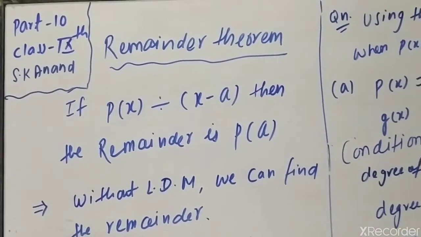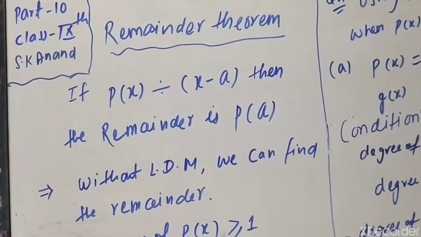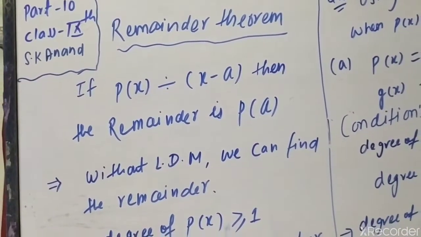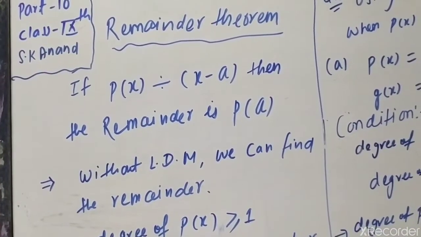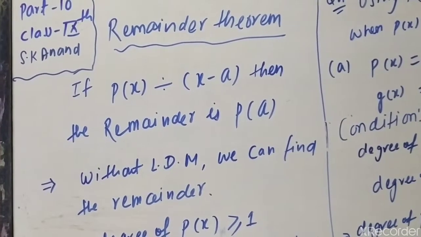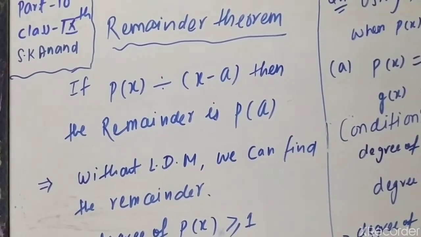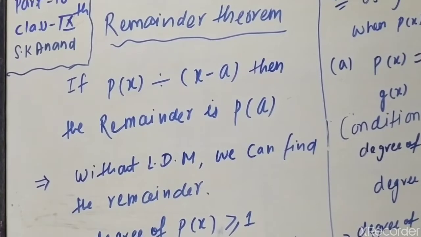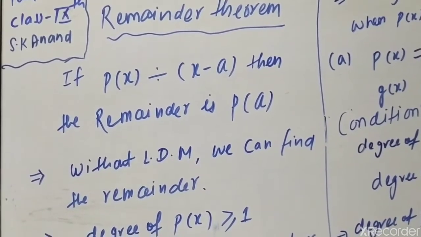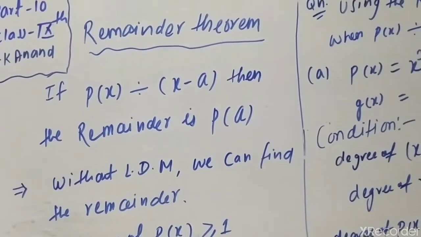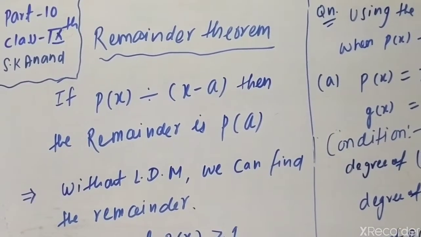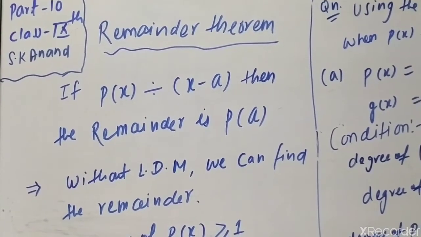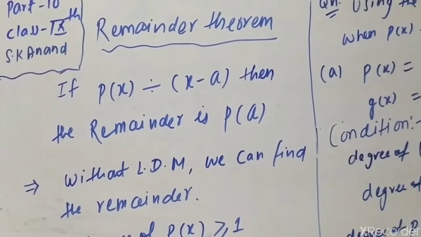Actually, what is the remainder theorem? What is the use of the remainder theorem? See, the remainder theorem is that without actual division, we can find the remainder. Without actual division, we can find the remainder. So this is the simplest method to find the remainder.